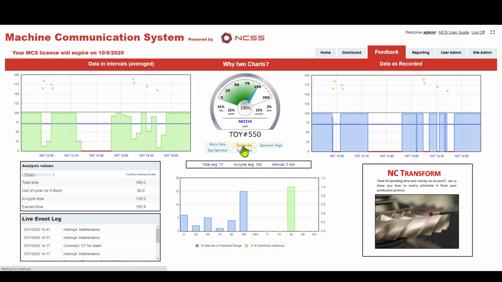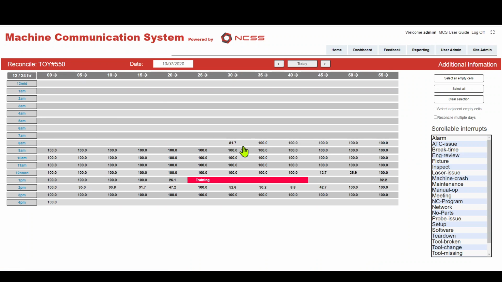And this is the Admin Reconcile page, and it differs from the reconciliation that's done on the operator page because we're not limited to a 24-hour period. We can select single intervals, we can select entire lines, we can select all empty cells, or we can select all and do some overwriting.